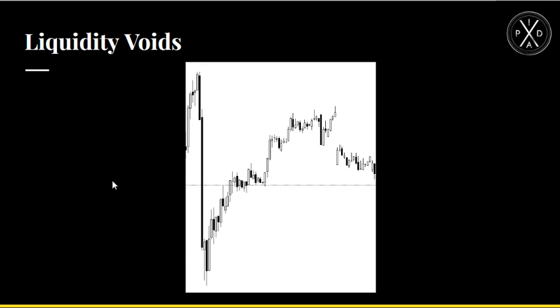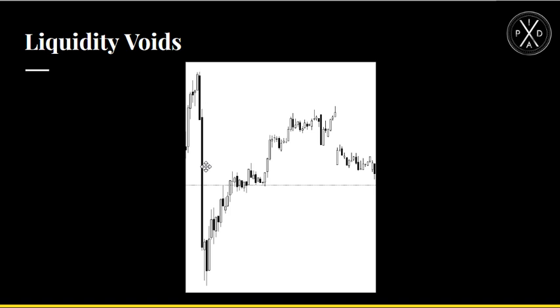So liquidity voids are just multiple fair value gaps. As you can see here, candle number 1, candle number 2, and then candle number 3, the low of candle number 1 doesn't overlap with the high of candle number 3. Therefore, we have a fair value gap here. And then we also have another fair value gap. This black candle here, the low of that candle doesn't overlap with the high of this white candle right here. So we have this massive fair value gap right here.